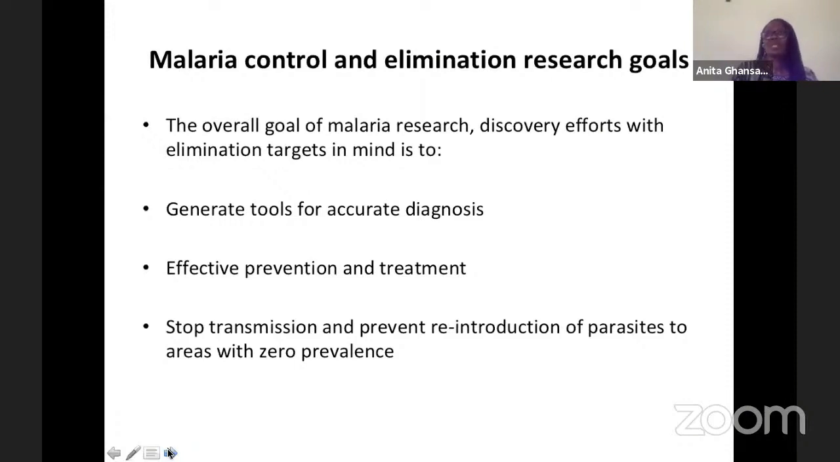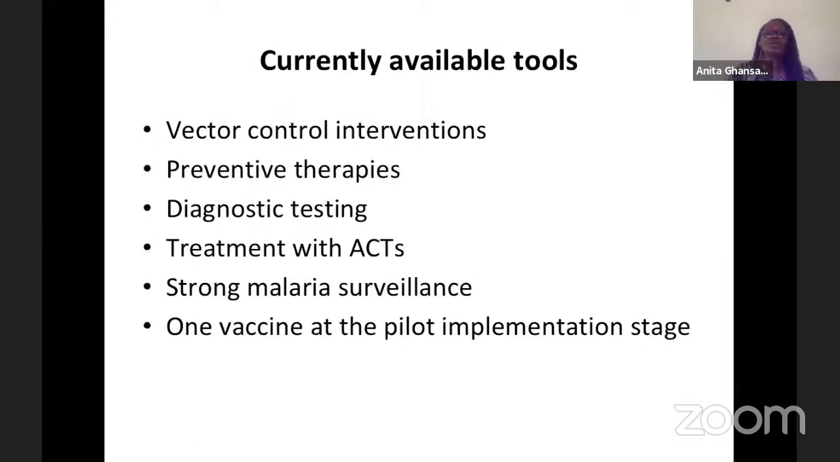And this, we can only use genomic approaches, very sensitive deep sequencing to pick very low infections. And we need effective prevention and treatment regimen. And we need to stop transmission and prevent reintroduction of parasites in areas where we have achieved zero prevalence during elimination. Now, what do we currently have?